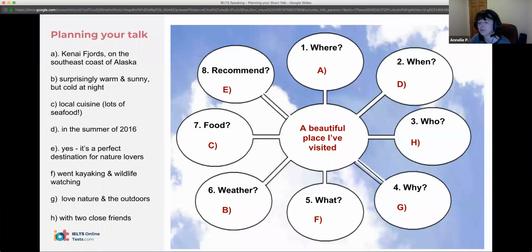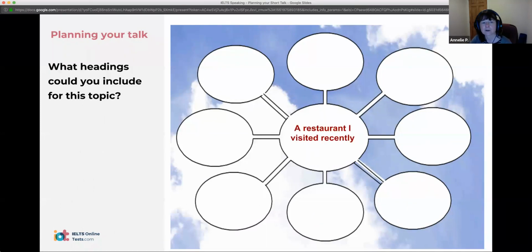Yes. Okay, perfect destination. Okay, so we've got lots of different areas to talk about. We've got a trigger word or phrase under each heading, and that should allow us to speak for the 2 minutes. Okay. So let's do a little bit more practice with this.